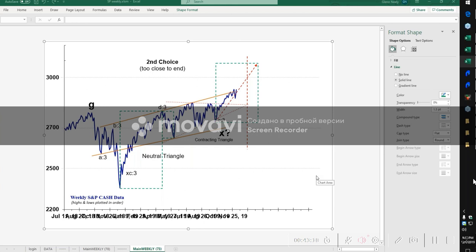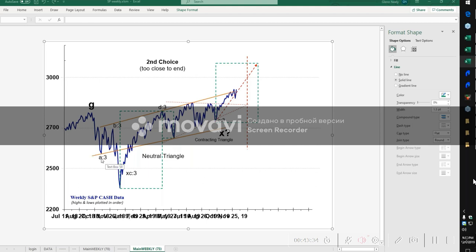So you automatically label the end of the wave as A, for example, if the following wave, mono wave, retraces faster and more than 100% of the previous mono wave.